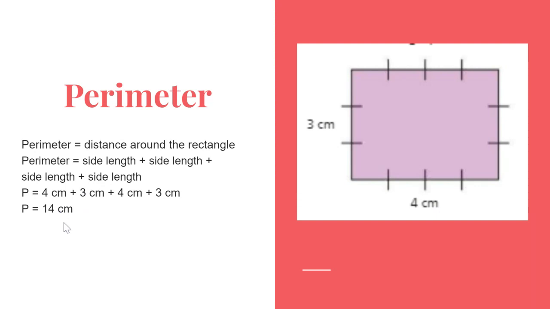Notice that when you're measuring perimeter, it's not squared centimeters. Things are only squared when we're talking about area. Perimeter, it's just centimeters.